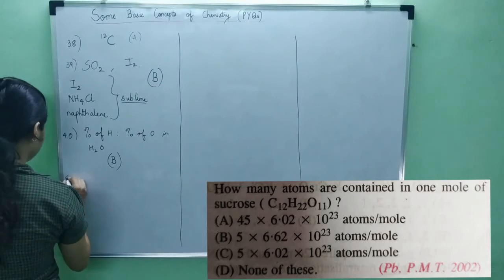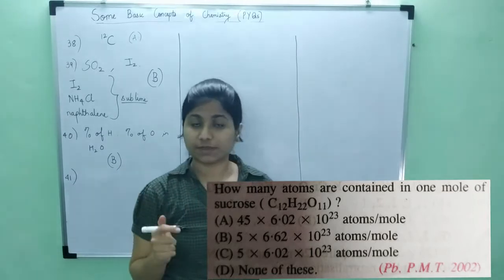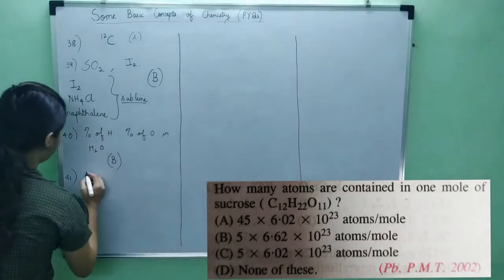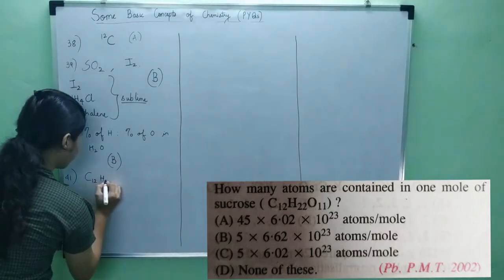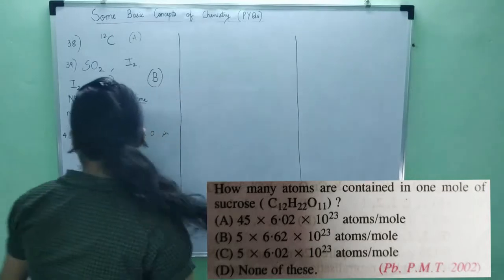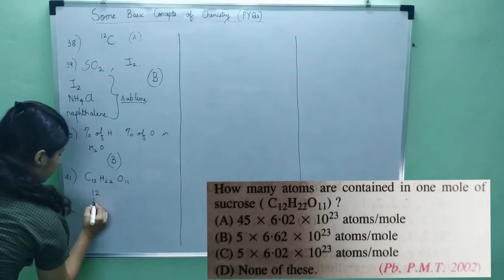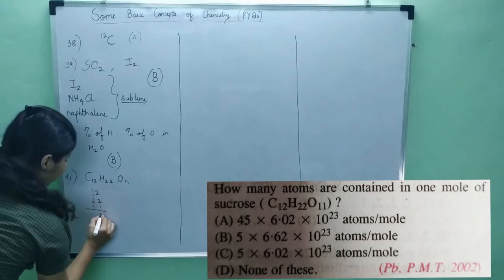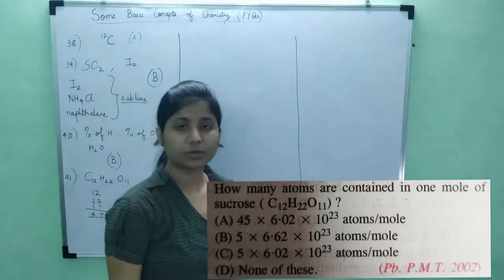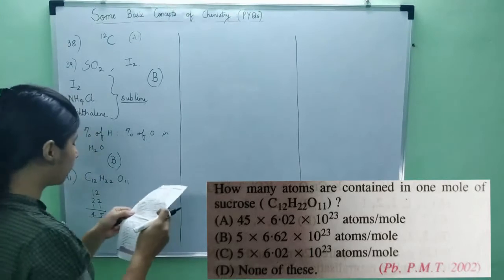Now the next question is, how many atoms are contained in 1 mole of sucrose? Now see again, we have asked atoms and not molecules. So in 1 mole of sucrose, what is the number of atoms? Sucrose is C12H22O11. So we have to find out the number of atoms. In one molecule, how many atoms are there? 12, 22 and 11. If we add them, this comes out to be 45. So if there are 45 atoms in one molecule, how many would be in 1 mole? 45 into Avogadro number. So 45 into Avogadro number is option A.